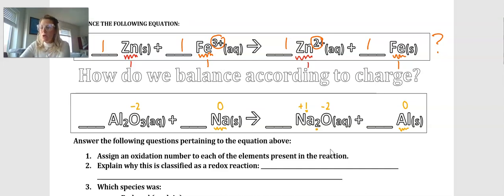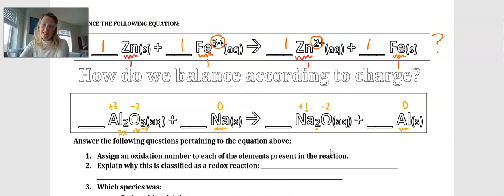And from there, we can determine the charge of our aluminum. We have 3 oxygen. Each is worth -2 for a total of -6. And we have 2 aluminum, so we get 2x - 6 = 0. Each x is worth +3.